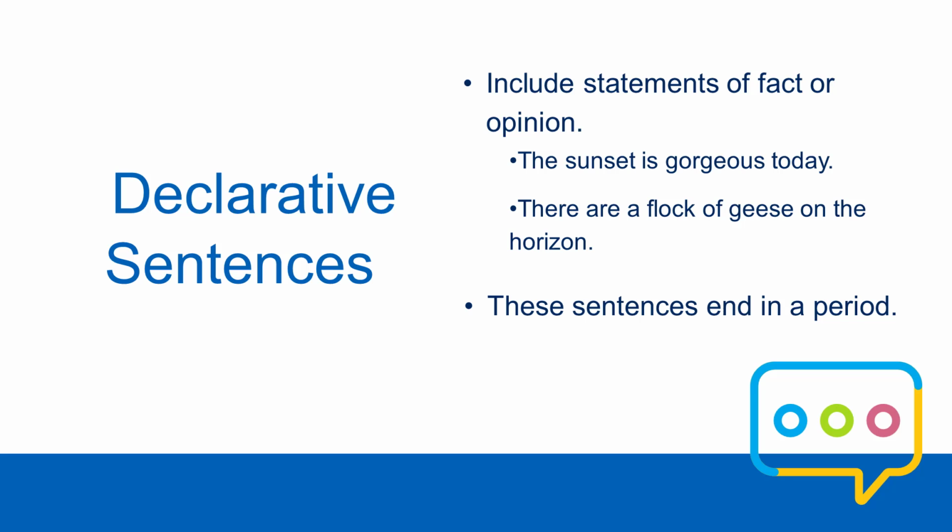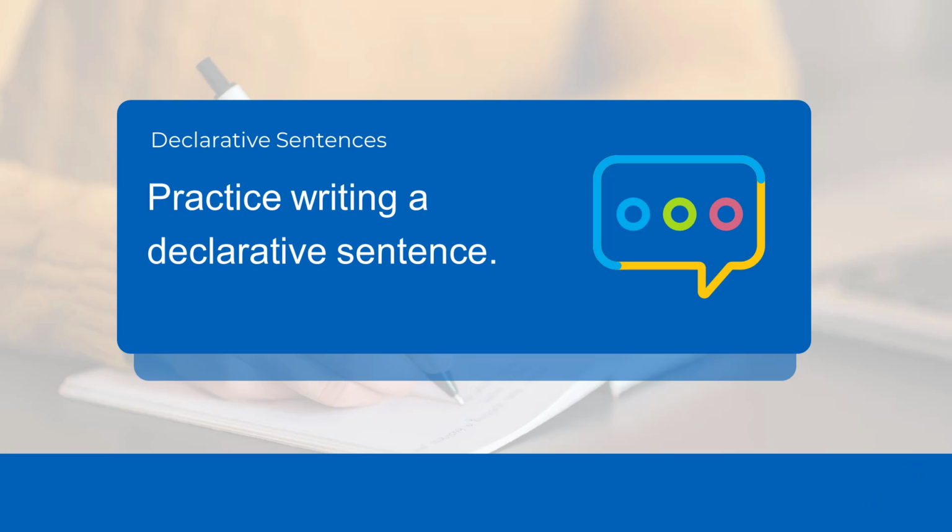So the first type is a declarative sentence, and these are statements of fact or opinion, such as the sunset is gorgeous today, or there are a flock of geese on the horizon. These sentences end in a period. Practice writing your own declarative sentence now.